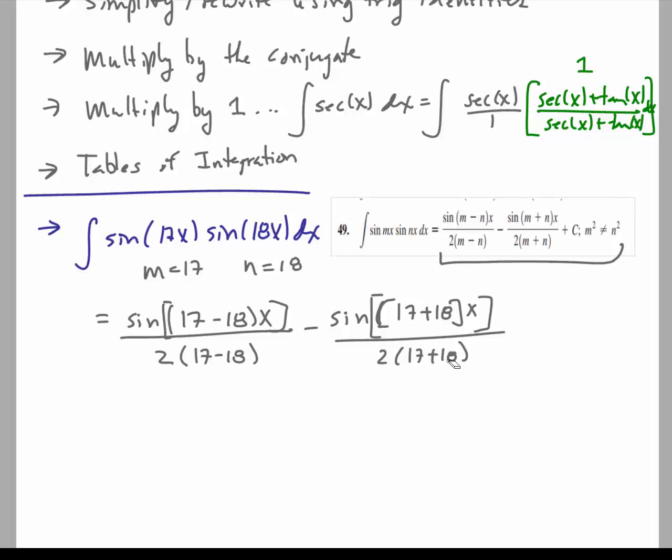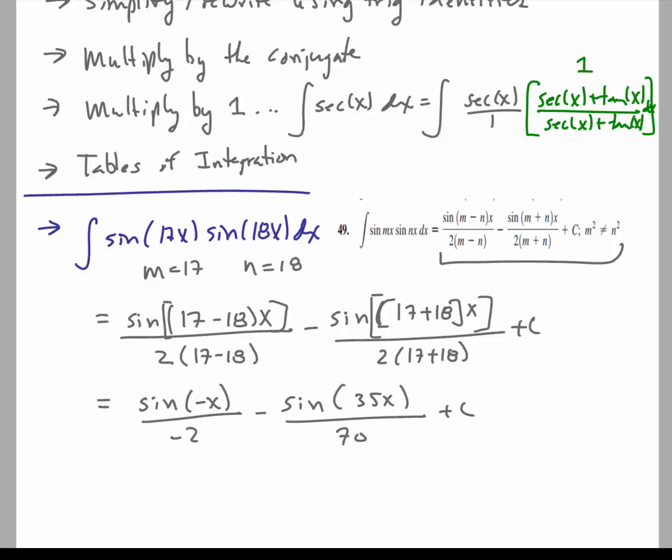Now this end part says that m and n cannot be the same, because if they were, we could just combine them and use a half angle formula. So let's simplify this. So this is the sine of 17 minus 18, which is negative x. So again, parentheses around the arguments of your trig functions. Denominator is going to be 17 minus 18, which is negative 1. Negative 1 times 2 is a negative 2, minus the sine of 17 plus 18, which is 35x, over 2 times 35, which is 70, plus C. So this would be your solution.